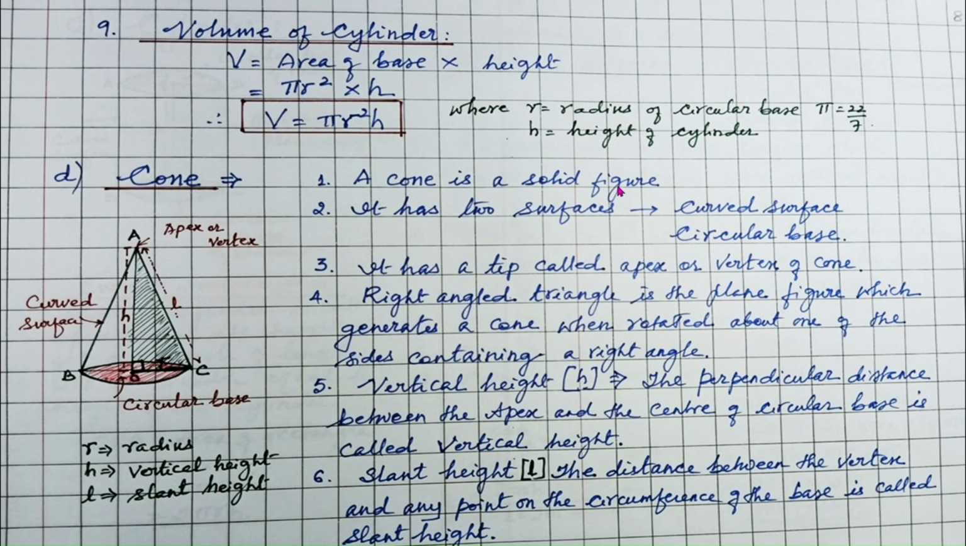Let us study about a cone. A cone is a solid figure. It has two surfaces, a circular base and a curved surface. It has a tip called the apex or the vertex.